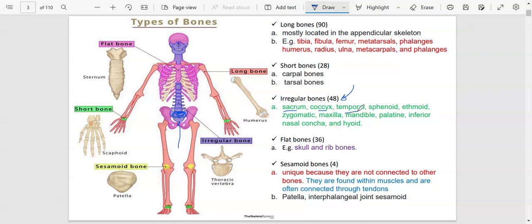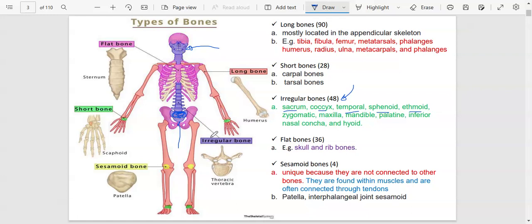We also have the temporal, sphenoid, and ethmoid bones. Now, these bones are found on the head. The temporal, the sphenoid, and the ethmoid bones are found on the head. And we are going to look at the skull to understand the bones which are there. All right. We also have the zygomatic bone, which is also found on the head. The maxilla, we have got the mandible, palatine, and inferior nasal concha, and the hyoid bones. So all these bones, they are found on the head.